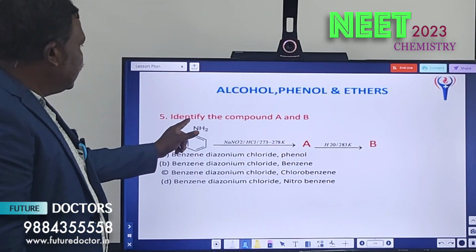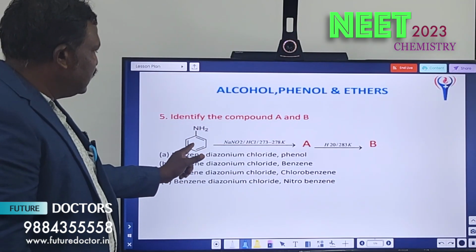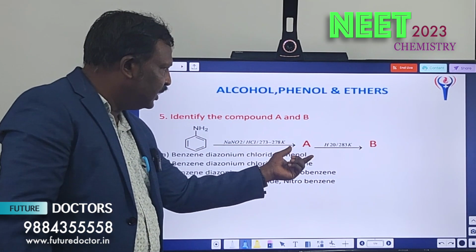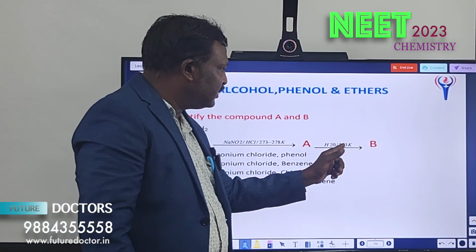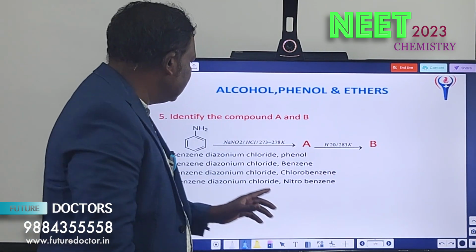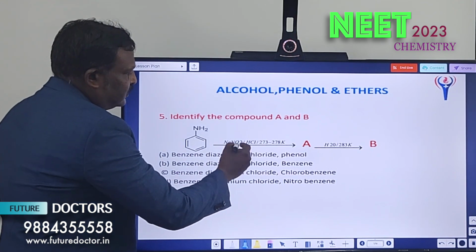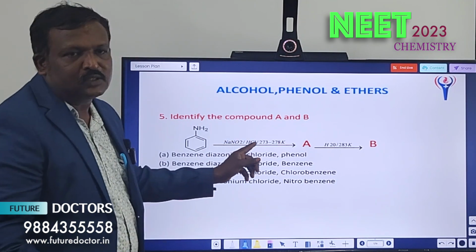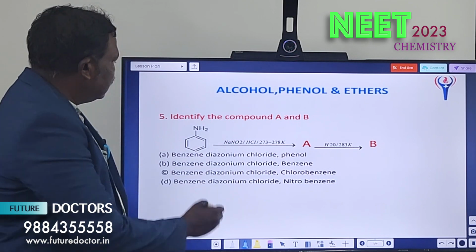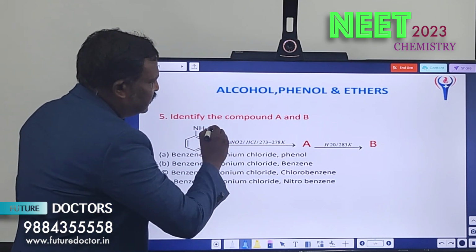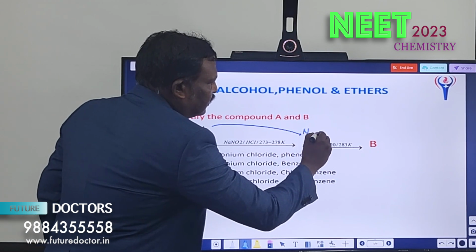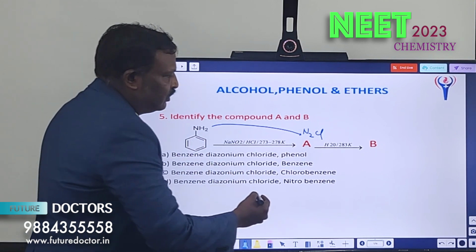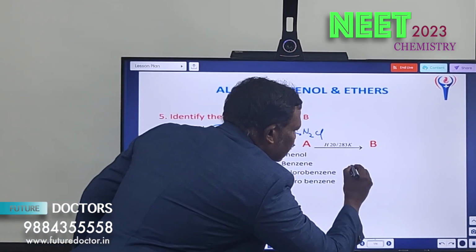Next one. Identify the compounds A and B. As usual, this is aniline. It reacts with sodium nitrite and HCl at 273 to 278 Kelvin to get A, which on hydrolysis at 283 Kelvin gives B. That's the question. I already told you, when you see these reagents, they are useful to produce only diazonium salt. So NH2 becomes N2Cl. That's the role of this reagent. So what is the product A?